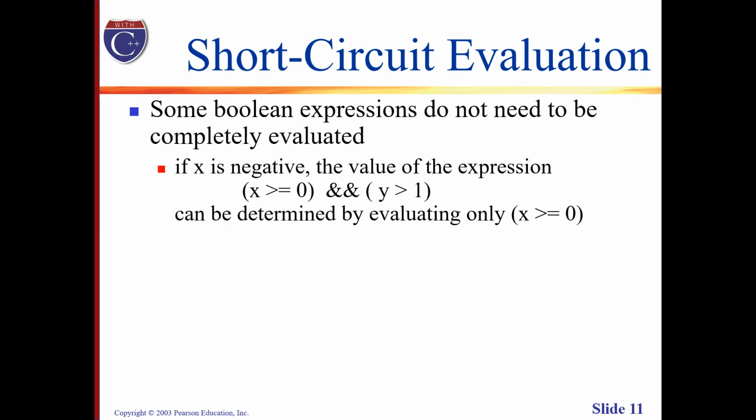For instance, we have the following expression. Let's say x is negative and the value of the expression is given. If we take a look at this, it can be determined by evaluating only the first expression, which is x is greater than or equal to 0. Which means if the first expression yields a false value, then there's no need for us to evaluate the rest of the expression. And that's exactly what short circuit evaluation is, performed by our compiler.